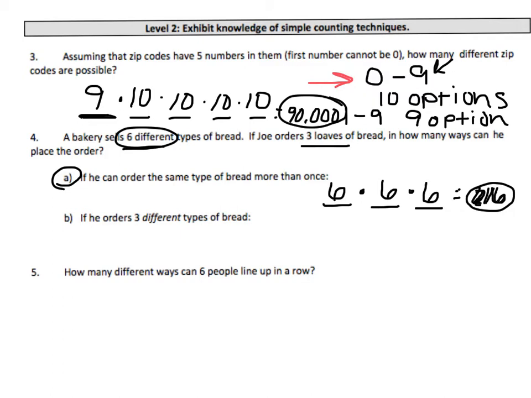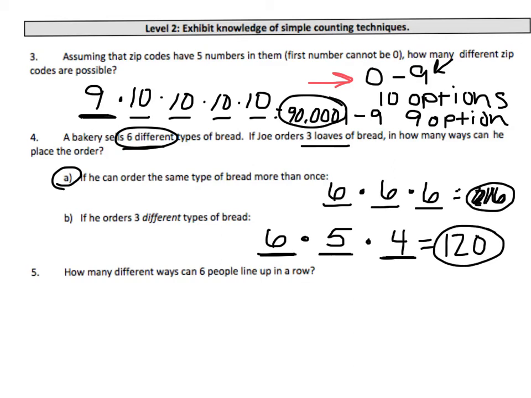Okay, now if I order 3 different types of bread. Again, I have 6 different options to choose from in my first order. The second order, I only have 5 because I can't order that first loaf of bread again. And then it just goes down from there. Because in the last one, I've already ordered 2 loaves of bread, and I can't order the same 2 loaves in my last order. So that's why it's 4. And then you're just going to multiply 6 times 5 times 4, which is going to give you 120. So there are 120 ways to order 3 different types of bread.